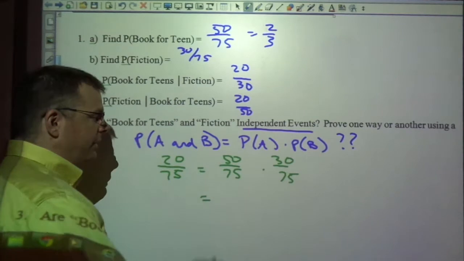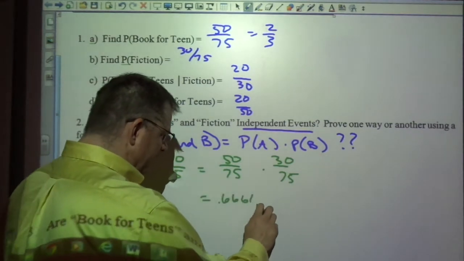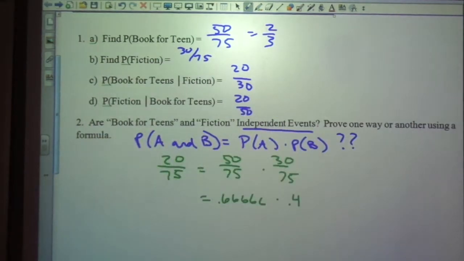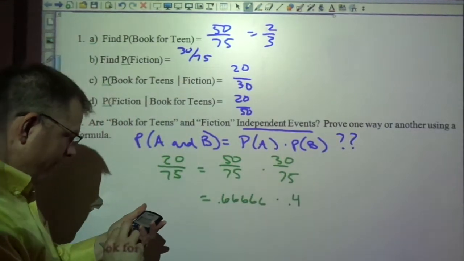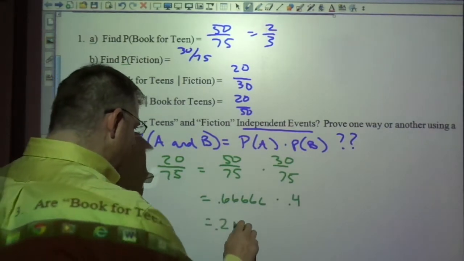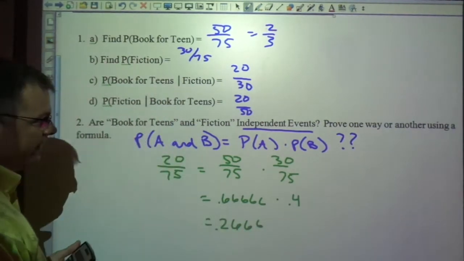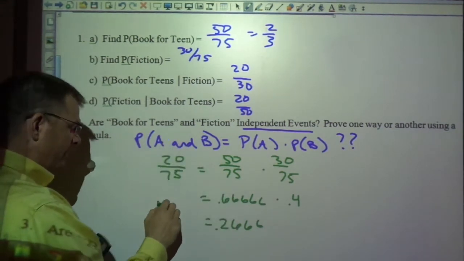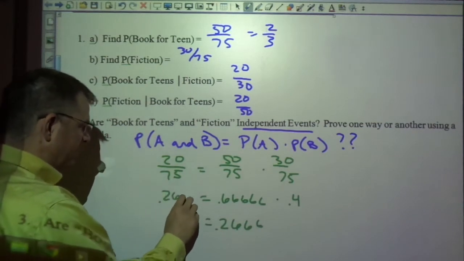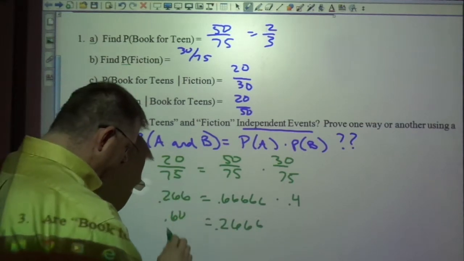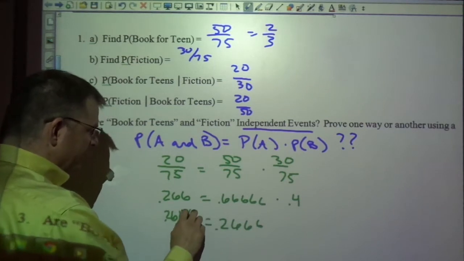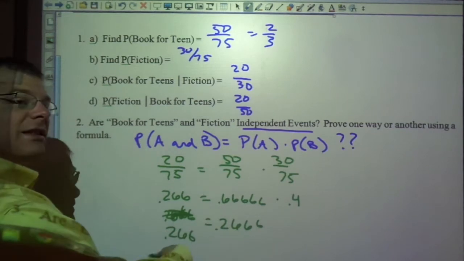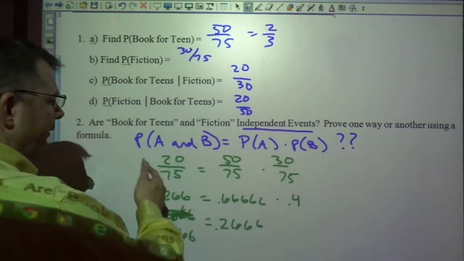If I go to the calculator, this one is 0.6666666. This one is 0.4. If I multiply those, I get 0.2666. Now if I divide 20 divided by 75, does that equal this side? 20 divided by 75 is 0.266 also. Ignore my sloppy writing.